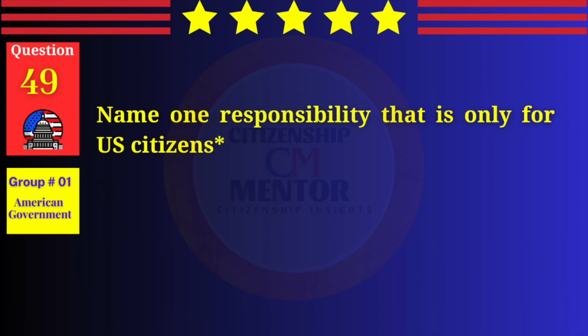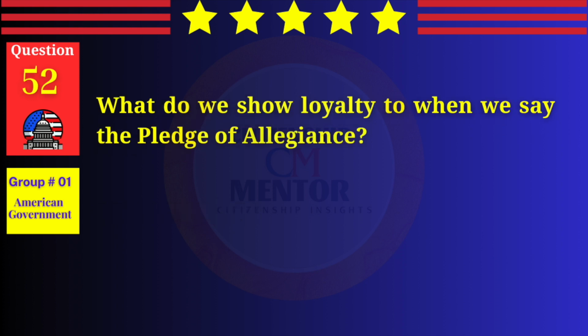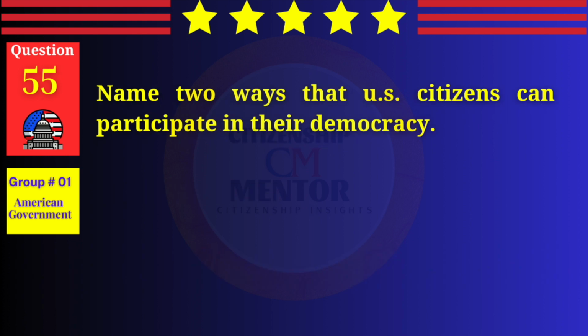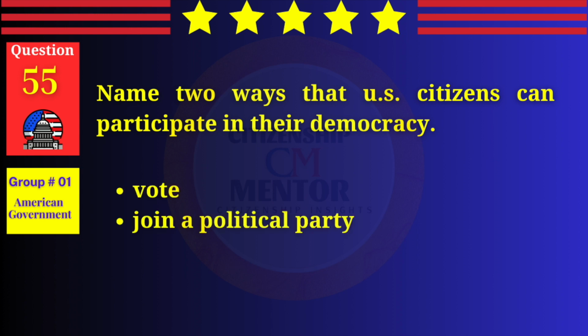Name 1 responsibility that is only for U.S. citizens. Serve on a jury. What do we show loyalty to when we say the Pledge of Allegiance? The United States. Name 2 ways that U.S. citizens can participate in their democracy. Vote, join a political party.